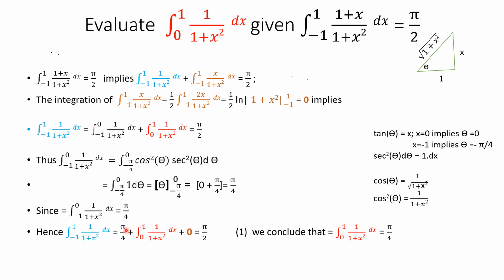So we can take the pi over 4 to the other side, and that will tell us that the red, which is the one we're supposed to evaluate, is equal to pi over 2 minus pi over 4, which will give us pi over 4. So this is what we need as the answer for the question. The evaluation of this integration will result in pi over 4, and this is the answer. Let's try to solve this problem but using a different method.